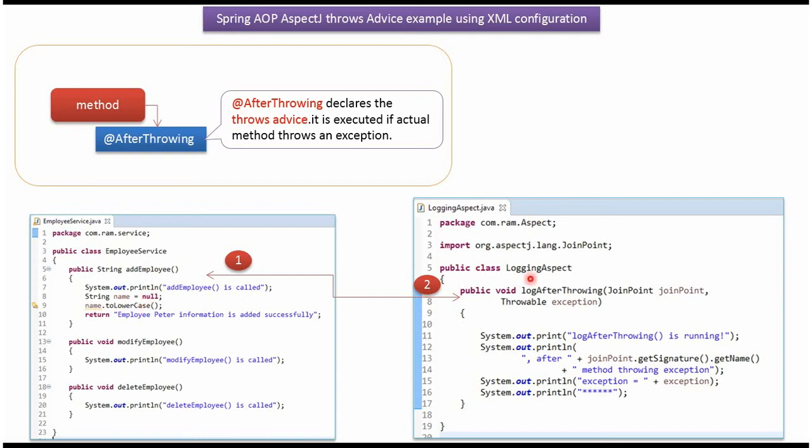Here I have defined the class LoggingAspect. It has a logAfterThrowing method which accepts two parameters, JoinPoint and Throwable. We will see how to configure it to execute the logAfterThrowing method of the LoggingAspect class if the addEmployee method throws an exception.